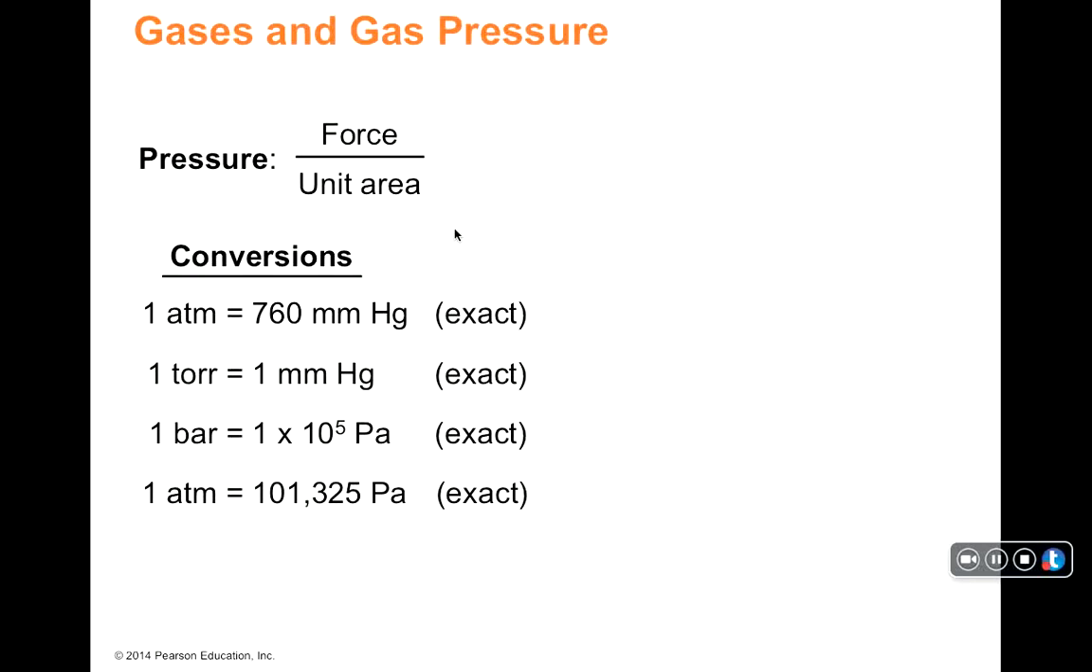1 torr is equal to 1 millimeter of mercury. 1 bar is equal to 1 times 10 to the 5th pascals, and 1 atmosphere is equal to 101,325 pascals. So again, I would write these down, have these available for you. The first one is the one that I think you'll find we use most often.